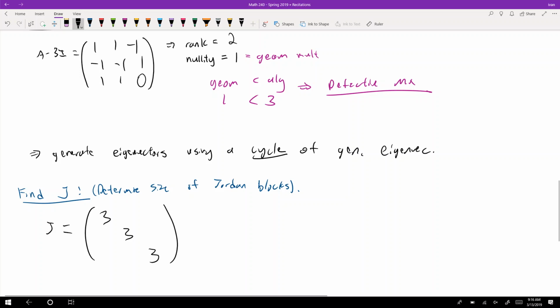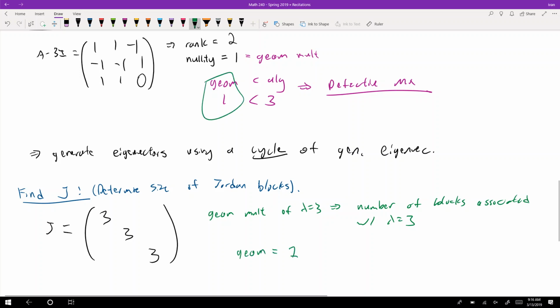That's the exact same thing as we do for the diagonal matrix case, except now we have to consider the geometric multiplicity here. And what does the geometric multiplicity tell me? The geometric multiplicity of lambda equals 3 tells me the number of blocks associated with lambda equals 3. And in this case, remember the geometric multiplicity was equal to 1, from up here.